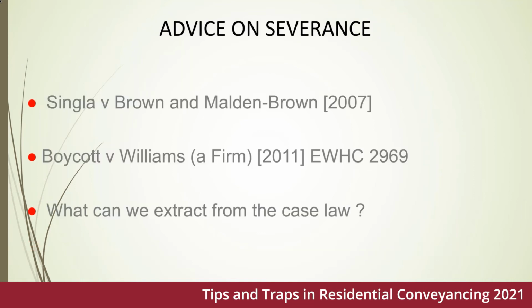The reason I mention that are these two cases, Singler and Brown and Boycott and Williams. What can we extract from case law? Well, Boycott and Williams in particular, lawyers potentially negligent in failing to advise a client in connection with the joint tenancy of the fact that his joint tenant could sever the tenancy and create a tenancy in common, and that there was nothing that the joint tenant could do about that wish to sever.